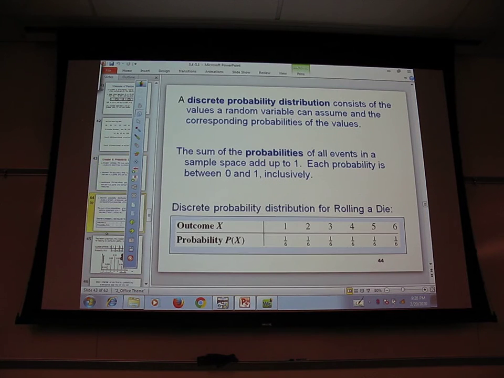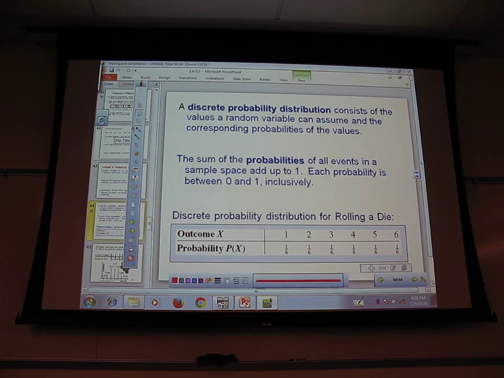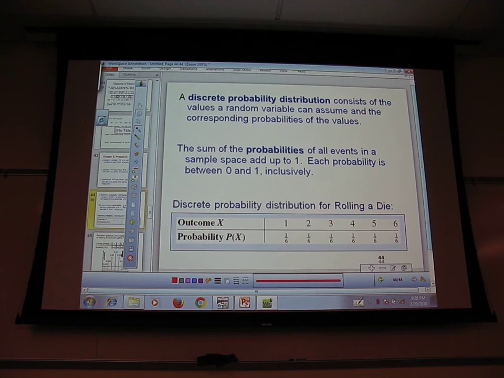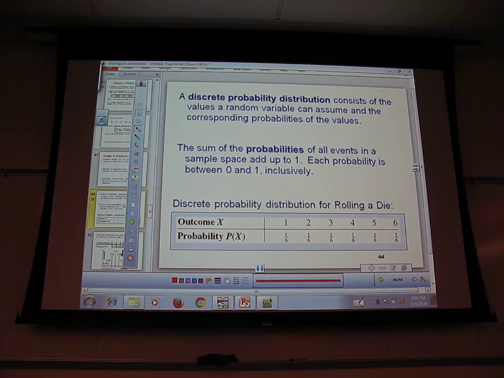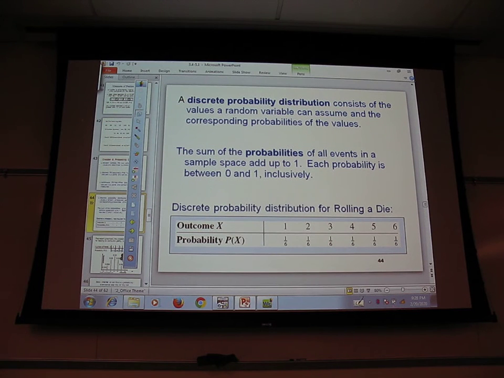Here's the second blank. Andre, go ahead. The discrete probability distribution consists of the values a random variable can assume and the corresponding probabilities of the values. Right. Okay, keep going. The sum of the probabilities of all events in the sample space add up to 1. Each probability is between 0 and 1 inclusively.